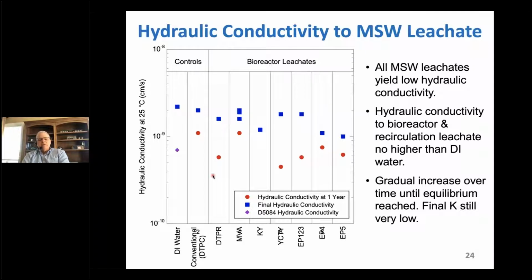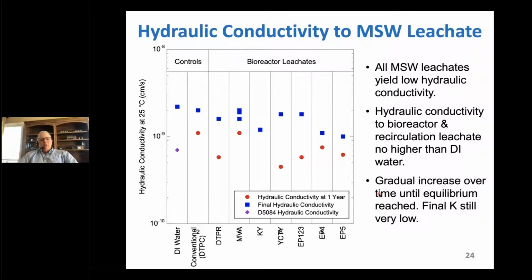We ran these tests actually for several years, very long-term experiments, some of them 7 years long. We ran them with DI water, with conventional leachate from a conventional MSW landfill, no bioreactor effects or leachate recirculation, just traditional dry tomb methodology. And then we had a whole series of bioreactor leachates as well. We were doing this work to evaluate whether there was really much sense in some regulations that preclude using GCLs in landfills that recirculate leachate.